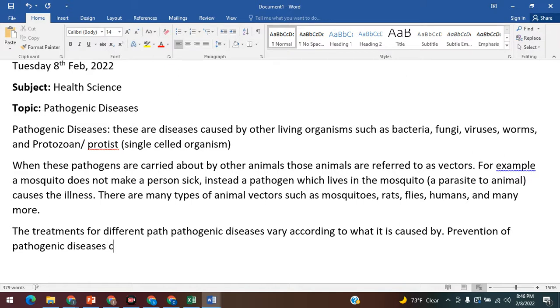Caused by worms. So we have certain pathogenic diseases that are caused by worms, for example, worms in pigs. And you could prevent yourself from getting those pathogens caused by worms in pigs simply by doing what? Cooking it well.